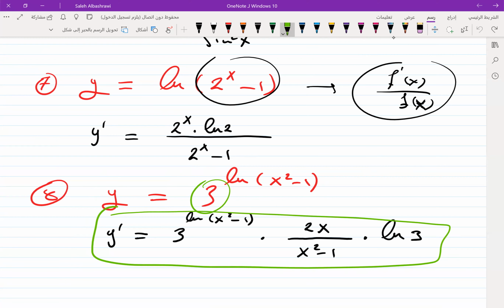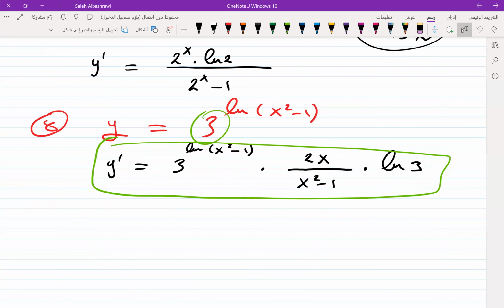Y prime equal to 3 to power ln of x square minus 1 multiplied by 2x divided by x square minus 1 multiplied by ln of the base, which is 3 in this case. So this is the derivative of the exponential function. Can I take one more? That will be number 9.